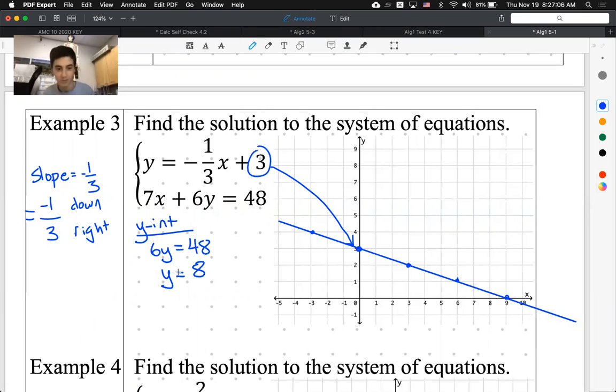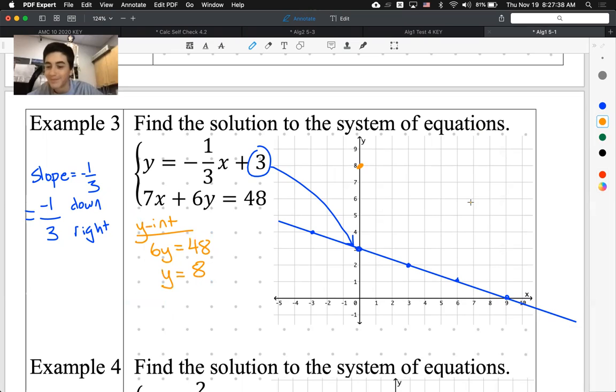Again, what he's doing is he's holding his finger over the 7x because you're plugging in 0 for x. 0 times 7 is 0. It's not even there then. Hold your finger over the 7x and you get 6y is equal to 48. Divide both sides by 6. 48 divided by 6 is 8. So that means we can graph the y-intercept at 8. I'll color code this in orange.